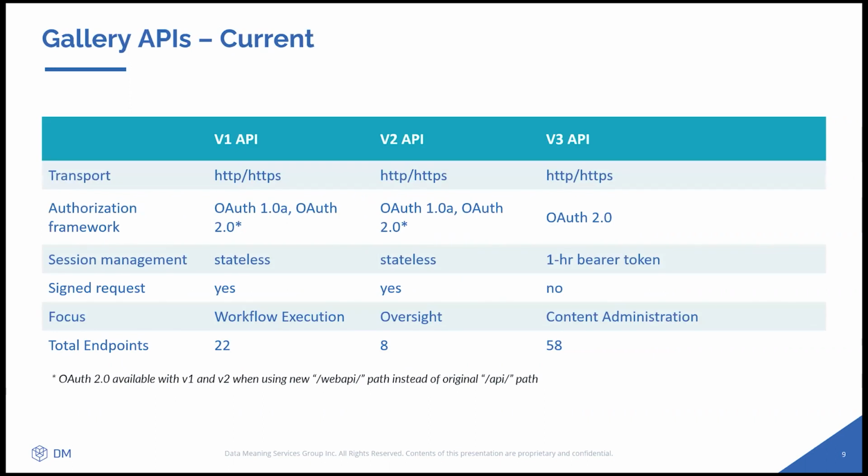Let's explore now a little bit more of what the options are that we have for APIs. You can see here a table with 3 types, V1, V2, V3.